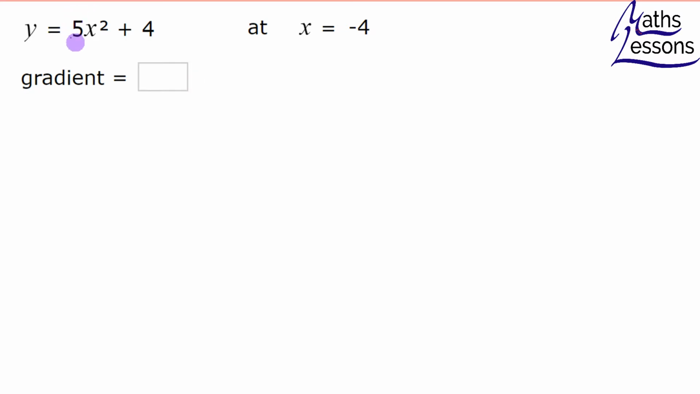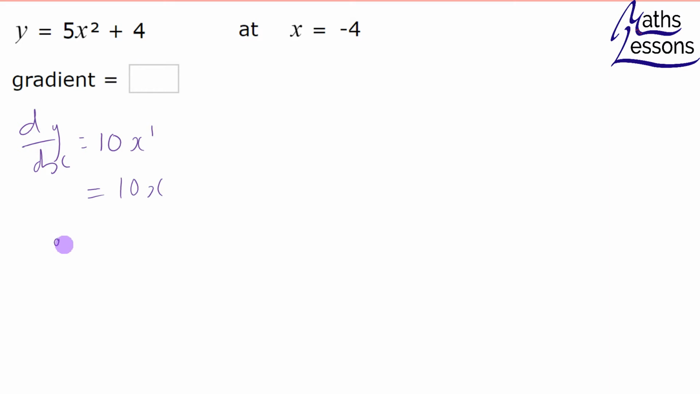Okay, differentiate again to find the gradient function. dy over dx equals times by the power, 2 times 5 gives me 10x, take 1 off the power, so it gives me 1. Remember, the number on the end doesn't affect the gradient, so it doesn't come into the gradient function. That's just 10x. So at x equals minus 4, that gives us 10 times minus 4, which equals minus 40.